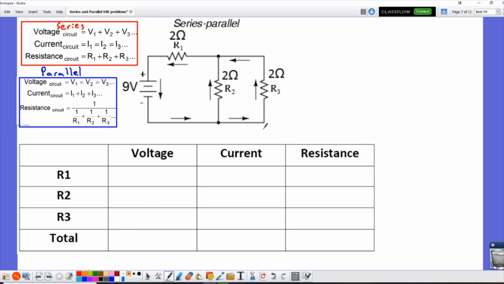The only thing that we can fill out right now is that resistor 1 is at 2 ohms, resistor 2 is at 2 ohms, resistor 3 is at 2 ohms, and the total voltage, which is 9 volts. We cannot find out what the total voltage is based off of the parallel or series rule, nor can we do the current rule either. So we are pretty much out of luck on those things. But this is how you go ahead and find those values.